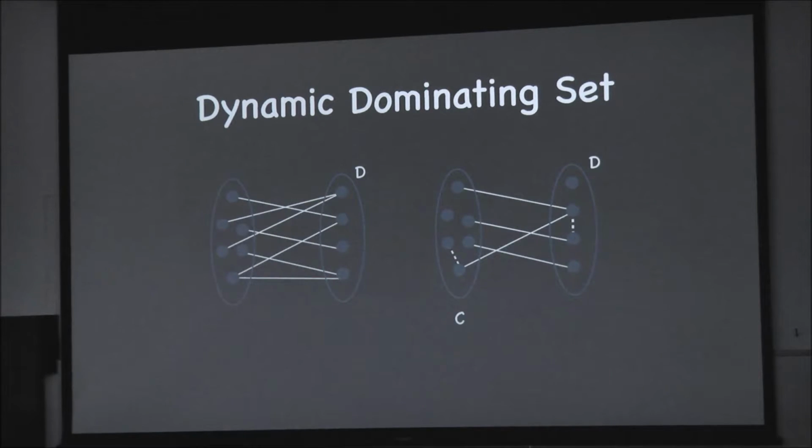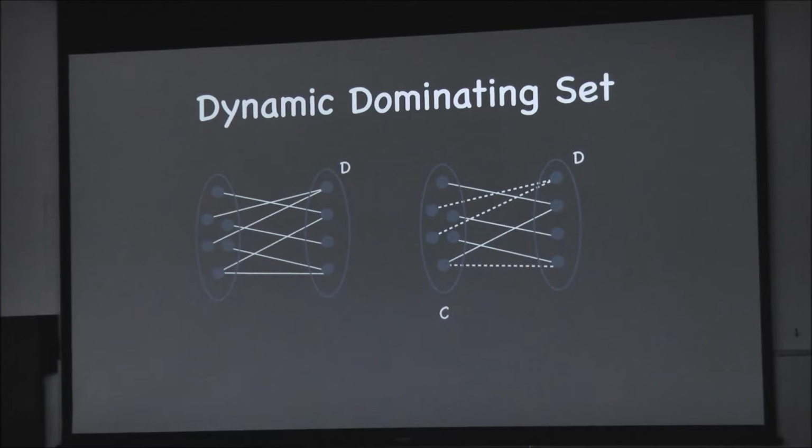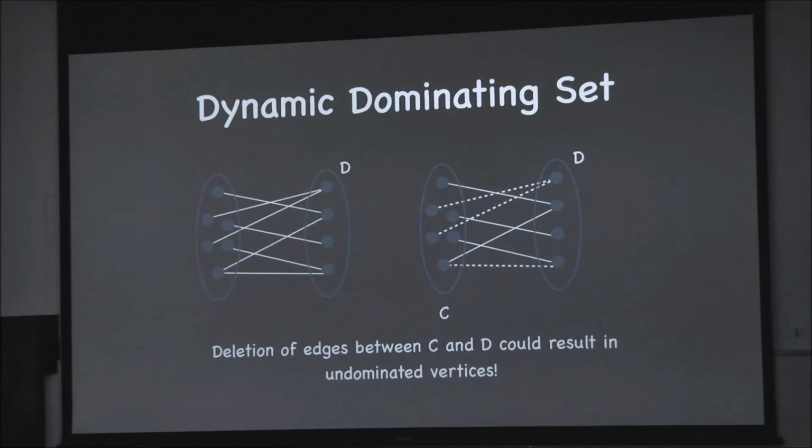If edges are deleted within the dominating set or within the non-dominating set, it's still fine. D will continue to be a dominating set, that is also fine. Okay. So this is not a problem. Naturally, the only problem is when you delete edges from D to the other part, V minus D. You would probably undominate certain vertices that were dominated earlier. Edges of the dotted part. So those are the problem now.